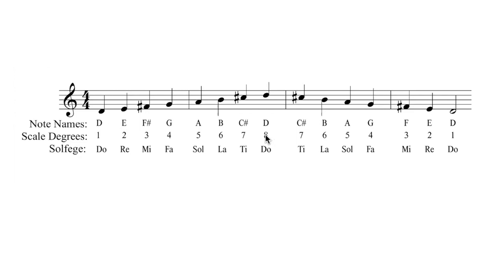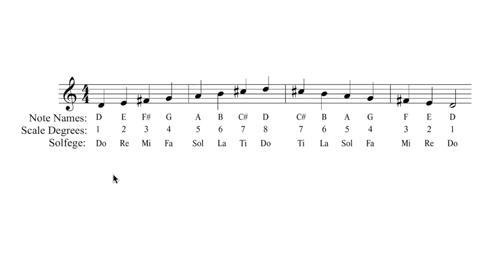So you can see that the solfege absolutely coincides with scale degrees. It has to do with what the home note is, and that's where you start your solfege: do, re, mi, fa, sol, la, ti, do. You can see that the note names don't change. D is always that note that is right below the treble clef staff. E is always the bottom line of the treble clef staff, and those don't change.